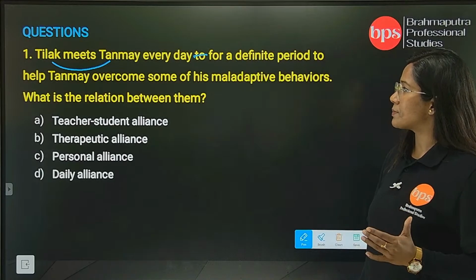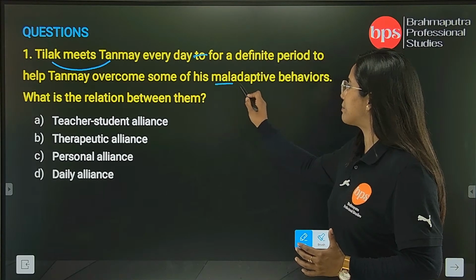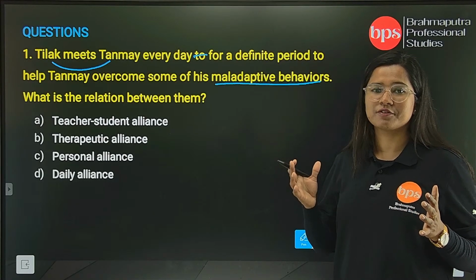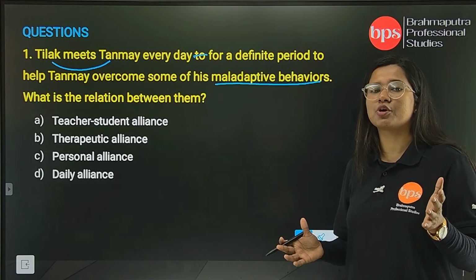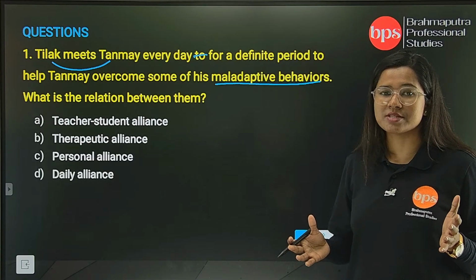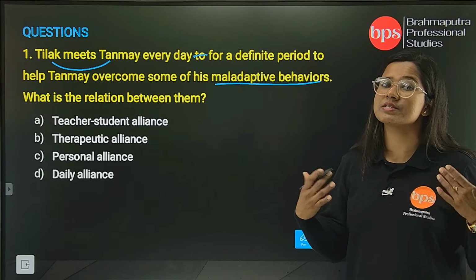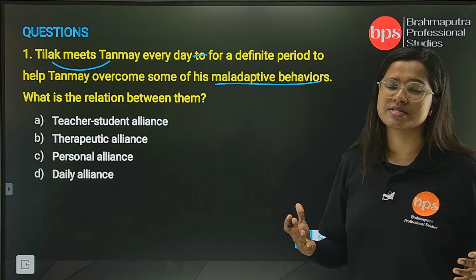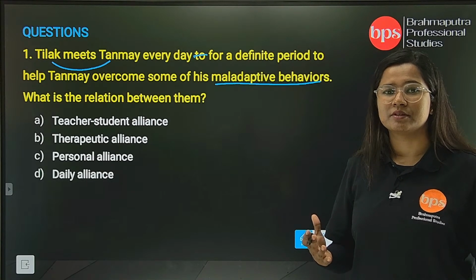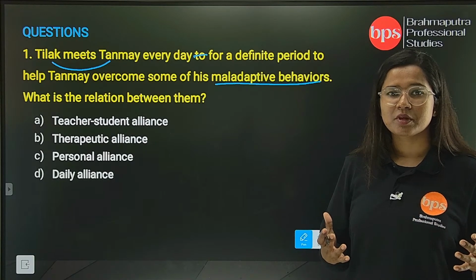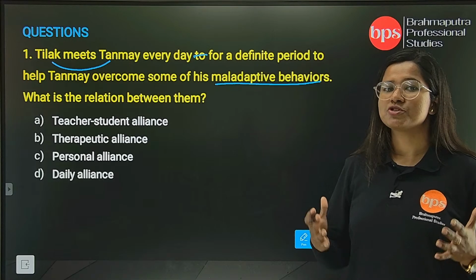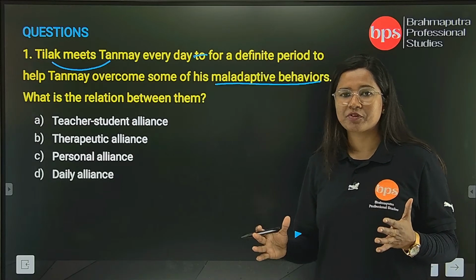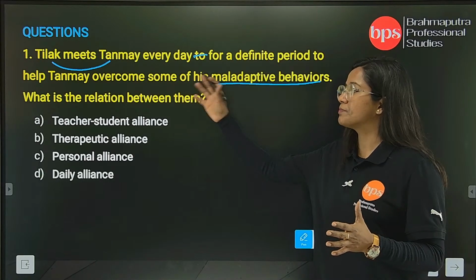Okay? Now, Tanmay is having some kind of maladaptive behavior. That means he is having some kind of problems, some issues relating to his adaptation, to his adapting with the environment or the surrounding. So at times he is in some kind of difficult situations where he is not able to communicate with his surrounding. So in order to assist him and to prompt him in difficult situations, Tilak is always there for a definite period of time to help Tanmay.